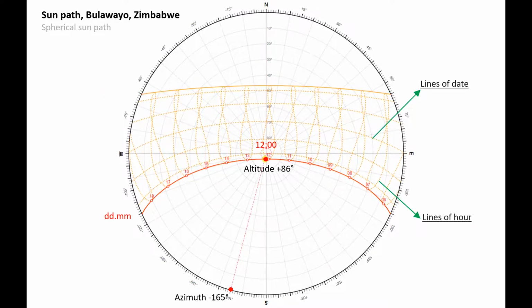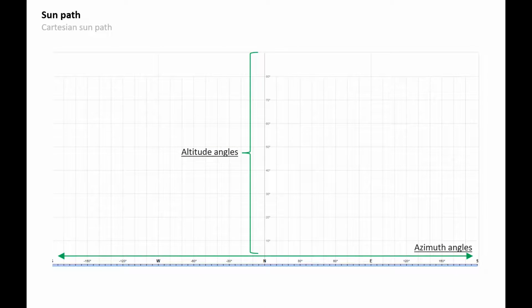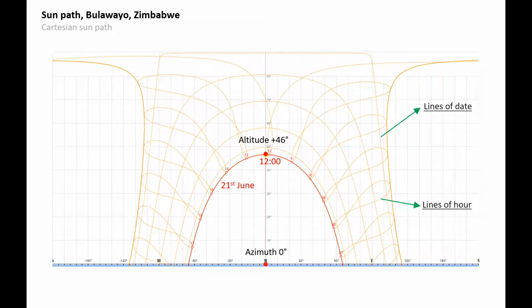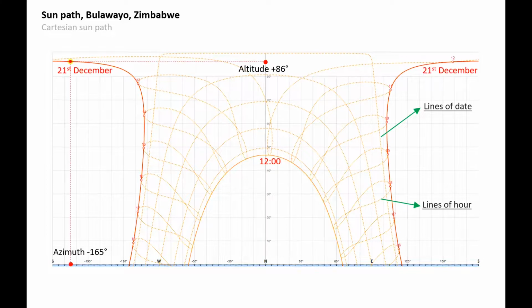According to the lines of the date and the lines of the hour, you will see the altitude of the sun and the azimuth. For example, here we are now seeing the 21st of December. There is another way to analyze the sun path, again in a 2-dimensional way. This is the Cartesian sun path, in which we have the azimuth information on the horizontal axis and the altitude information on the vertical axis. This is exactly the same information, just in another way of representation.